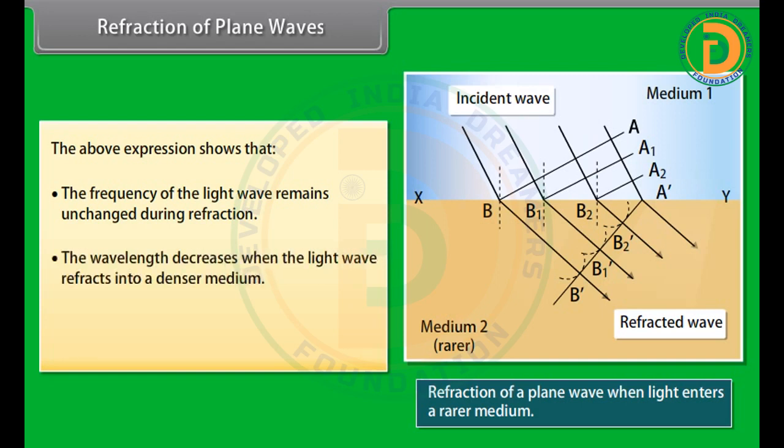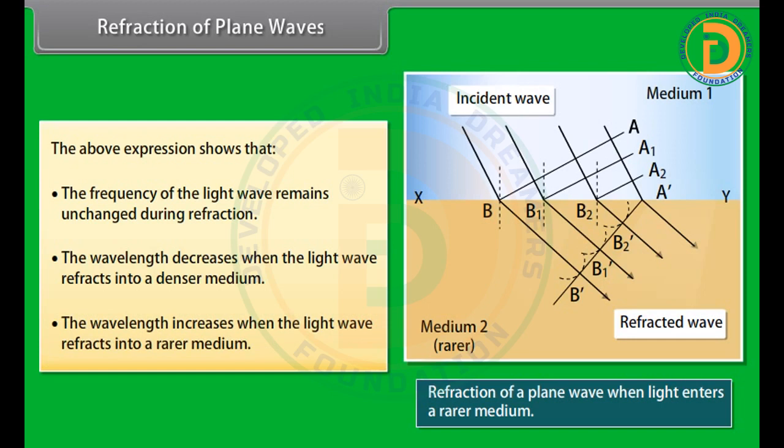The wavelength decreases when the light wave refracts into a denser medium and the wavelength increases when the light wave refracts into a rarer medium.